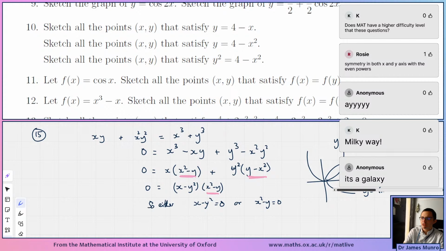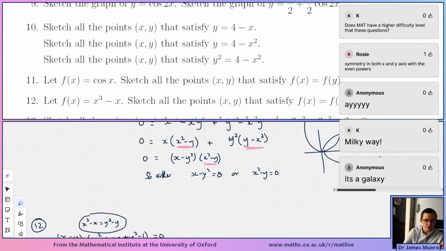No, which one are you talking about? Is it this one, 15? Yeah, maybe it is. No, this one. You're talking about symmetry in both x and y axes. I think you're talking about that last one, down here.